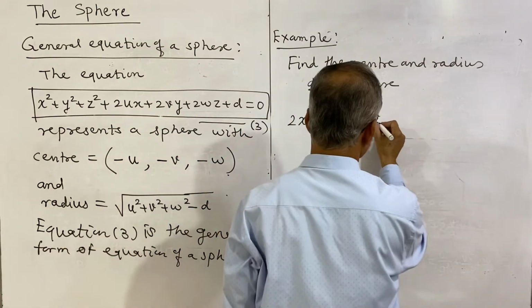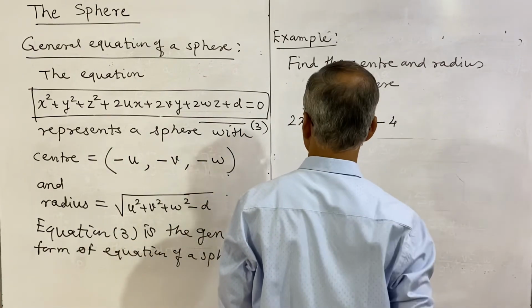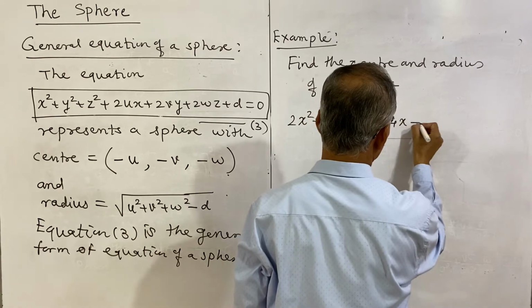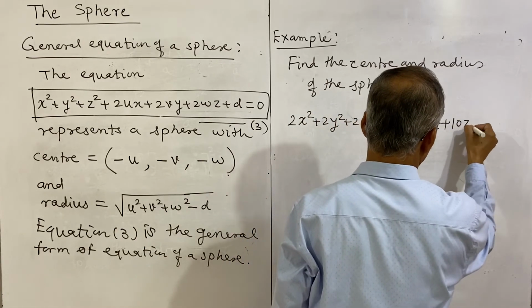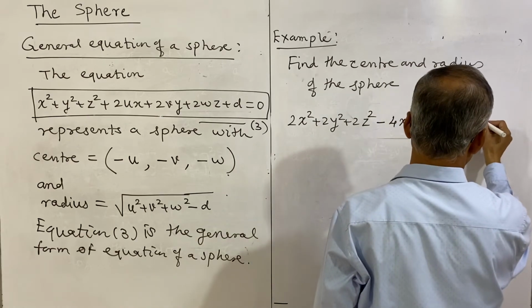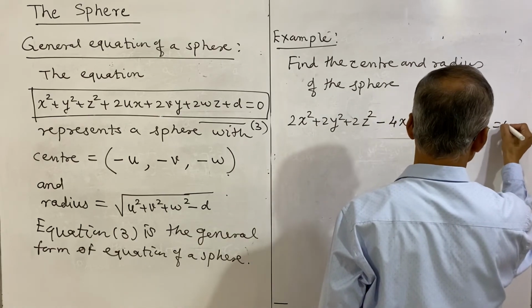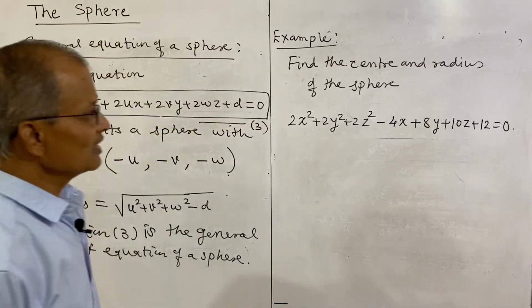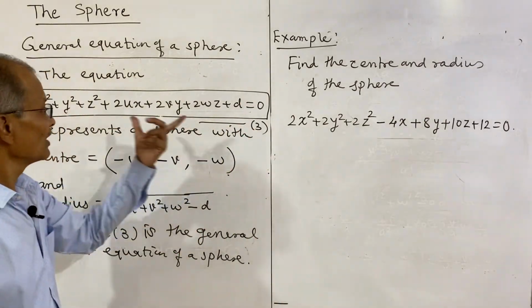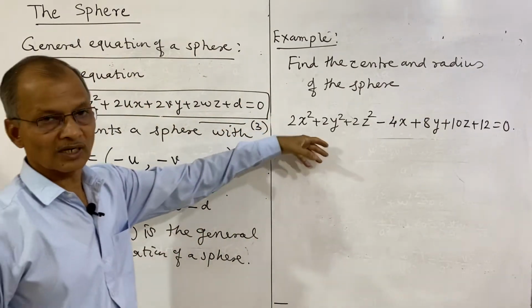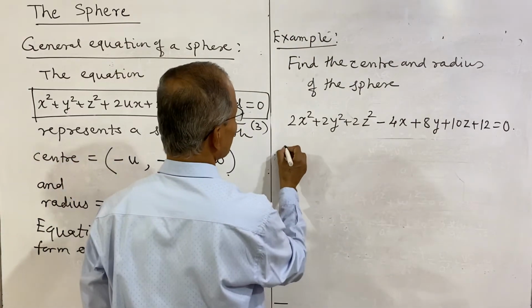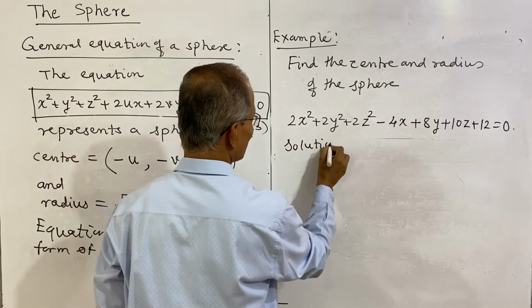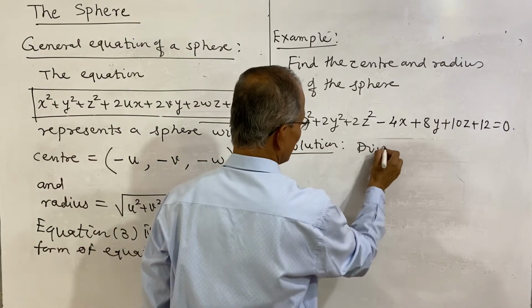And next I shall write minus 4x plus 8y and plus 10z and plus say 12 is equal to 0. Now see, this equation first we shall convert in this form. This is the equation in the more general form, earlier we have seen, and that can be written by dividing by 2.